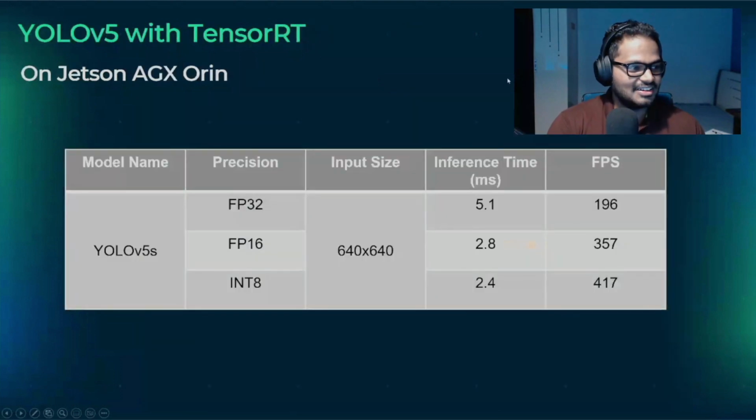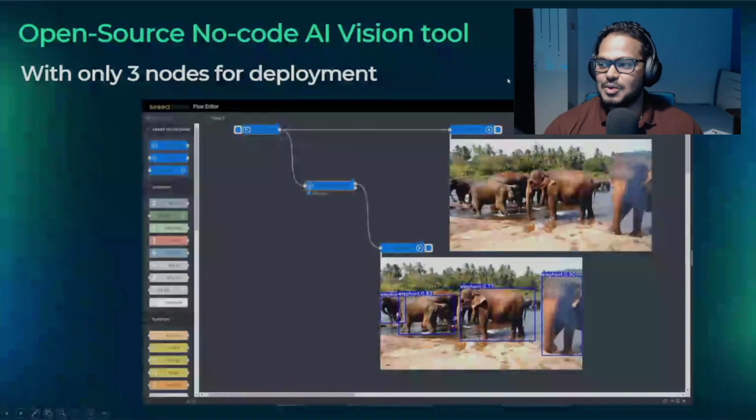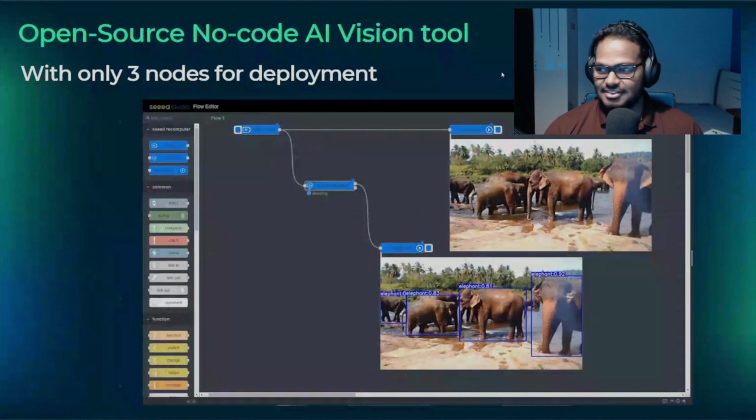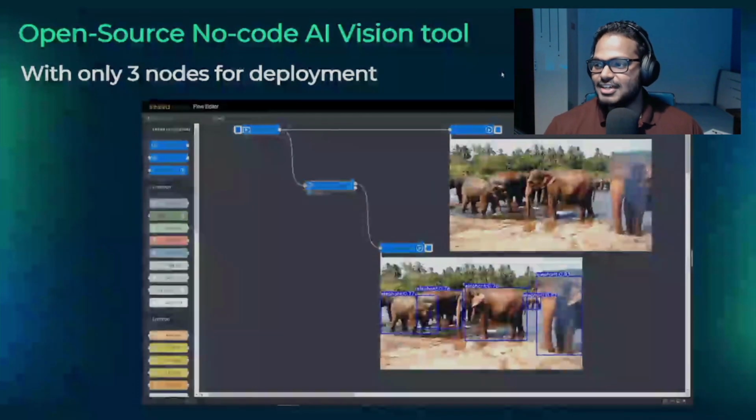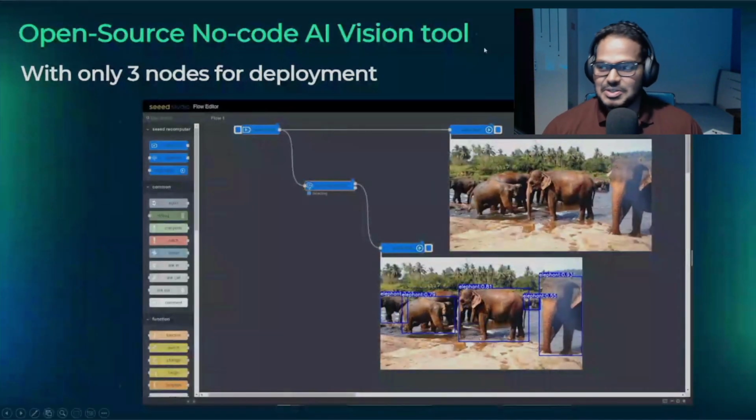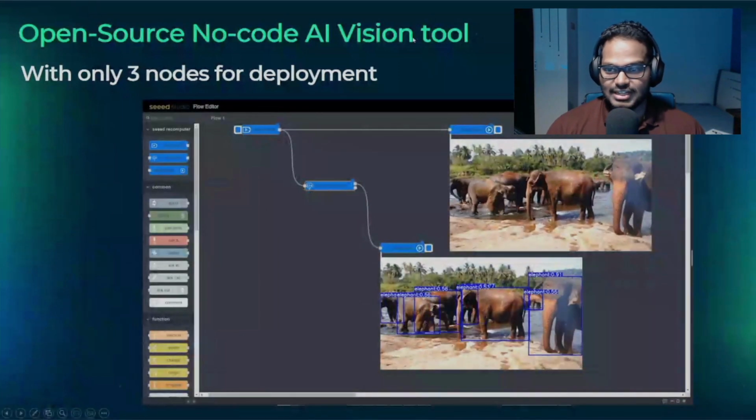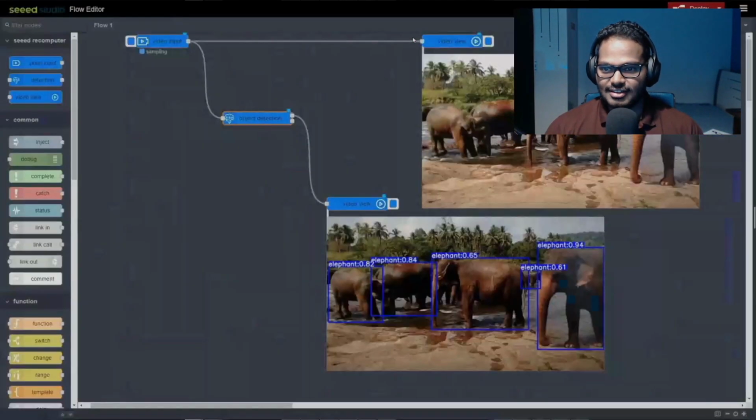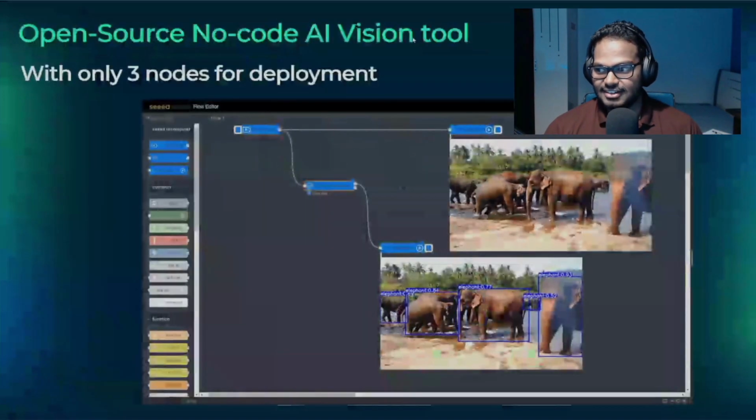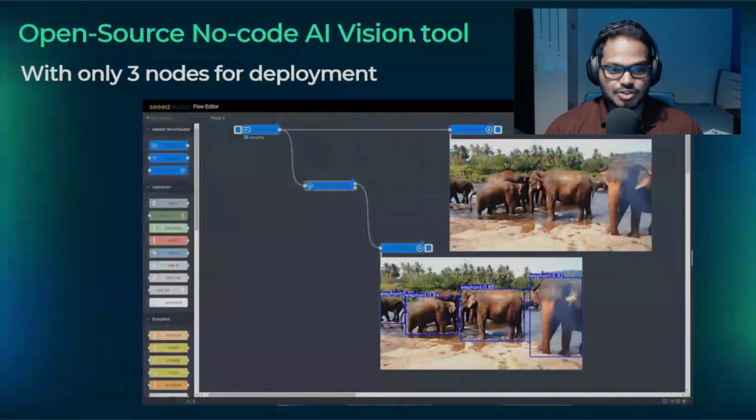And now I will show you a cool demo of what we have been working on for the past few weeks. This is actually an open source no-code AI vision tool. So we developed it with NVIDIA, YOLO v5, trained using YOLO v5.